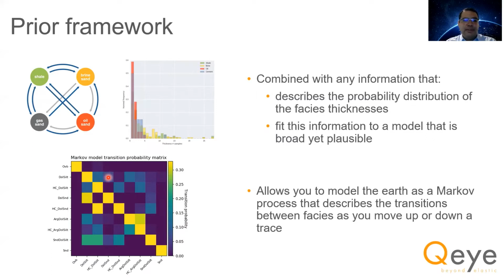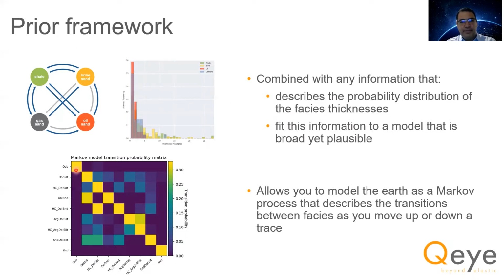More importantly, on this matrix, we can see that there are some transitions that are very rare or very unlikely to exist, like for example, transitioning from a hydrocarbon Dolo siltstone into a Dolo sandstone. In this example, it is a very rare event. So this kind of transition would be basically unlikely to exist in our final solution.